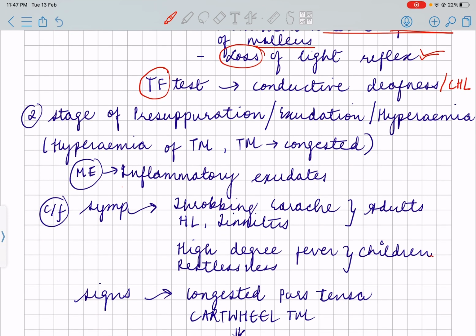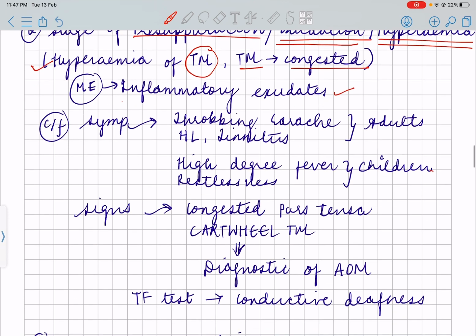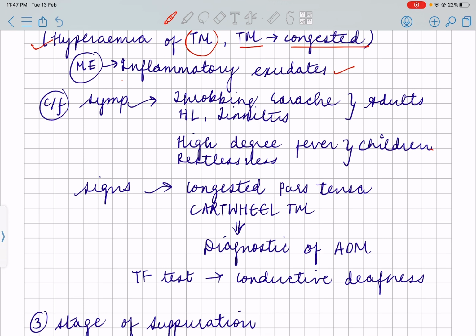Further, coming to the stage of pre-suppuration, it can also be referred to as the stage of exudation or hyperemia. I've mentioned all of these synonyms for the pre-suppurative phase so that you can figure out the clinical features just from the names, that is, the exudation and hyperemia. There will be a marked hyperemia of the tympanic membrane, and the TM will be congested and red. The middle ear will be filled with inflammatory exudates. Coming to symptoms, there will be a throbbing earache, hearing loss, and tinnitus in adults.